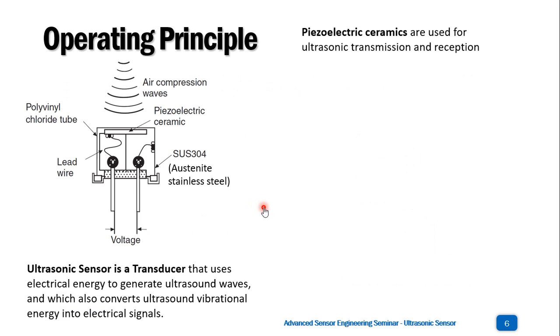Talking about the operating principle of the ultrasonic sensor, this is a transducer that uses electrical energy to generate ultrasound waves, and at the same time it converts the ultrasound vibrational energy into an electrical signal. And here is the architecture of the ultrasonic sensor, and as you may see here, we have a piezoelectric ceramic that will be used for transmission and reception.